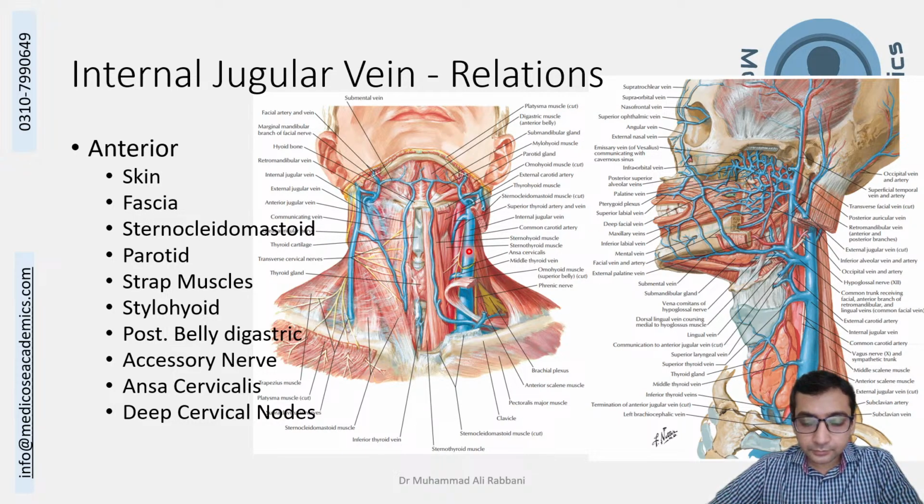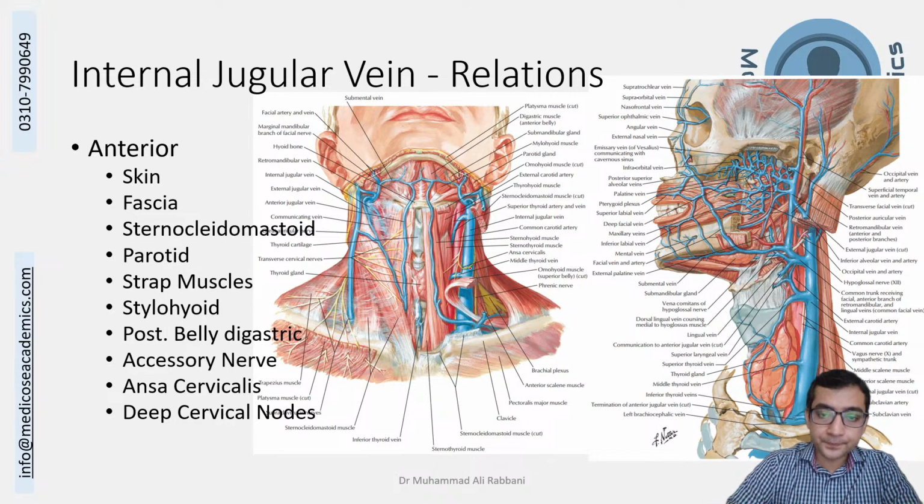And anteriorly, it is related to the strap muscles, especially omohyoid, which is just anterior to it. A very important point to remember is that the tendinous arch where the two bellies of omohyoid meet, where the superior belly of omohyoid meets the inferior belly, this point is just in front of the internal jugular vein. And this is a very important surgical landmark that helps identify this vein.